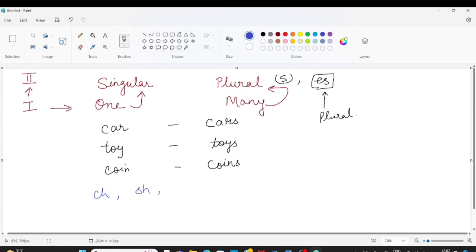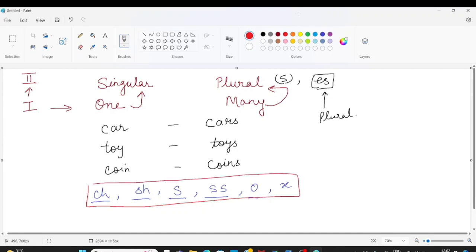sh, s, double s, o, x. I repeat, if the words are ending with ch, sh, s, double s, o or x, in that case we will add es at the end.